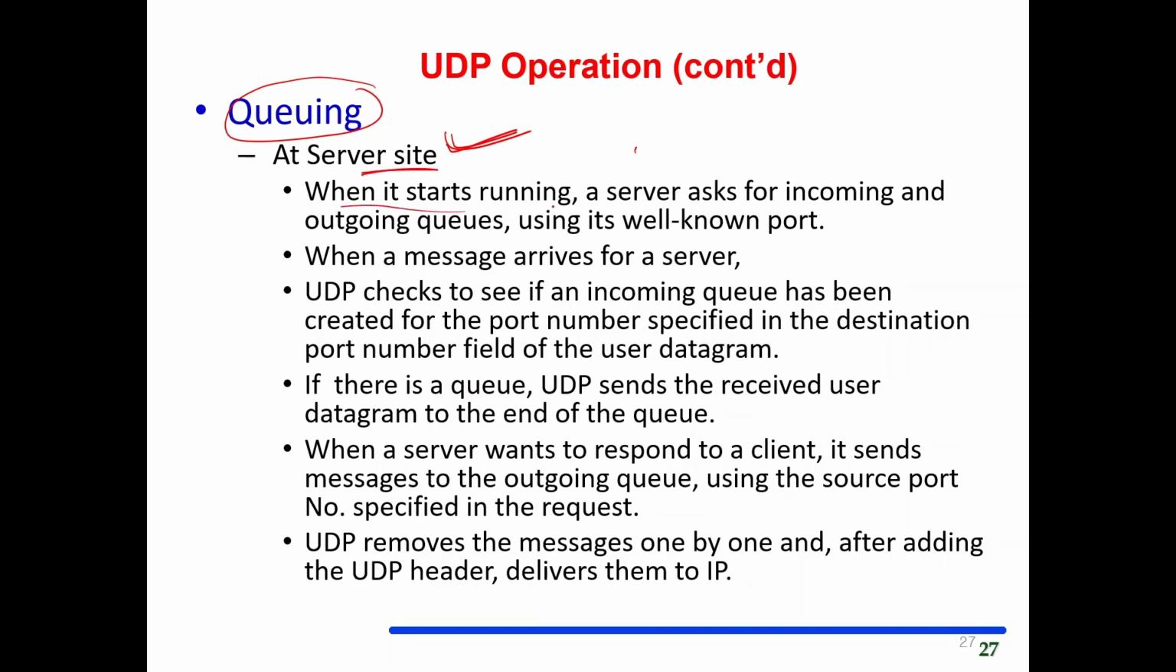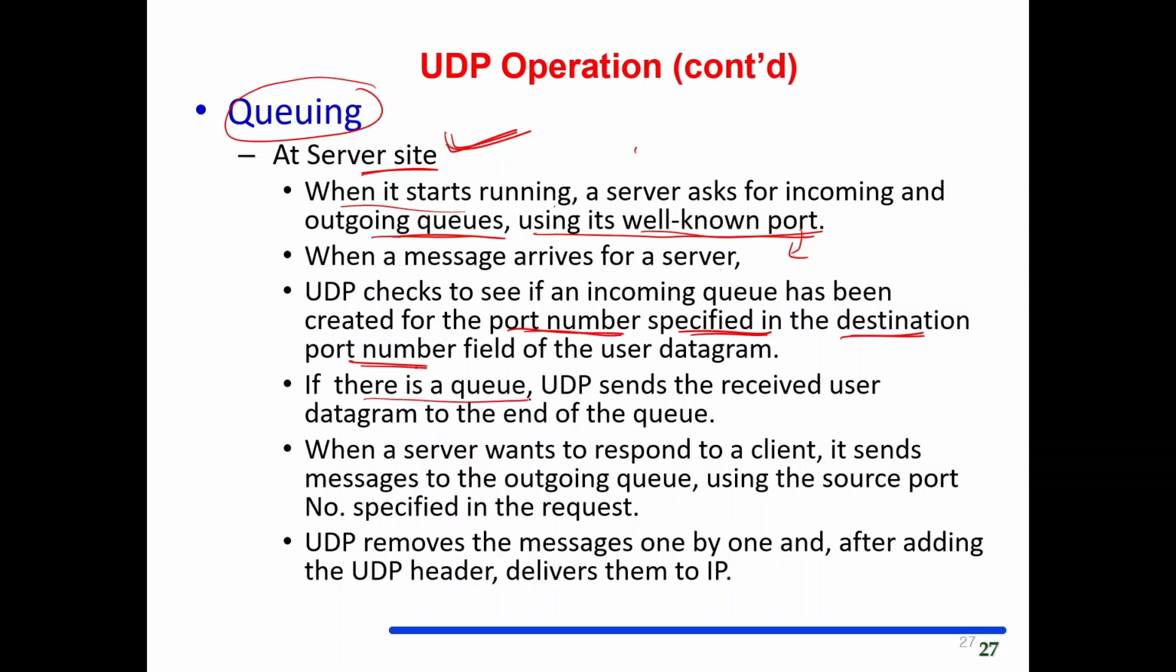When the server starts running, it asks for incoming and outgoing queues using its well-known ports. Port numbers are very important. According to the port numbers only, the server will serve its purpose. When a message arrives for a server, it will receive the message according to the port number. Port numbers are specified so that the destinations will be clear, that is, where a particular message should be sent.